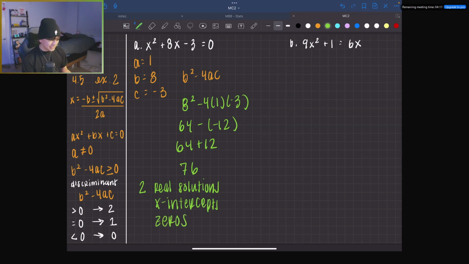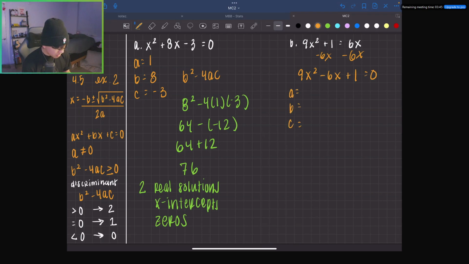All right, let's go ahead and end off with B now. The first thing you want to do is make sure that it is in standard form, and this is not in standard form. Let's move everything to one side of the equation. To do that, I'm going to subtract 6x on both sides. And then what do we have? We have 9x squared minus 6x plus 1 equals 0. Awesome. Now let's identify what our A, B, and C values are. Our A value is 9, our B value is negative 6, and our C value is 1.